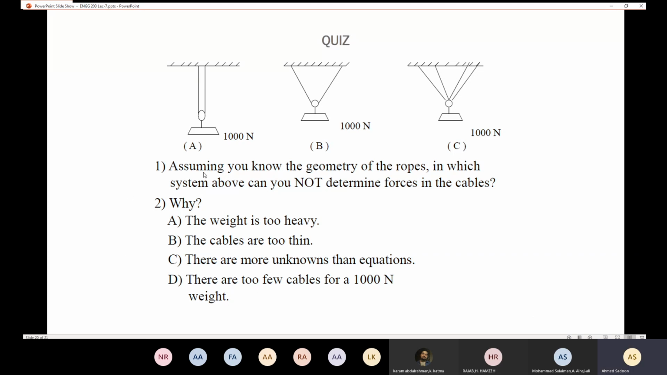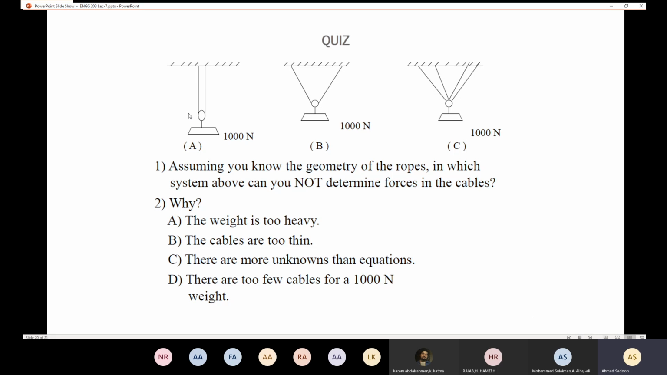So why is that? Is it because the weight is too heavy, or the cables are too thin, or there are more unknowns than equations, or there are too few cables for 1000 Newton weights? Which one can we not solve? Like I said, it's a little bit difficult.